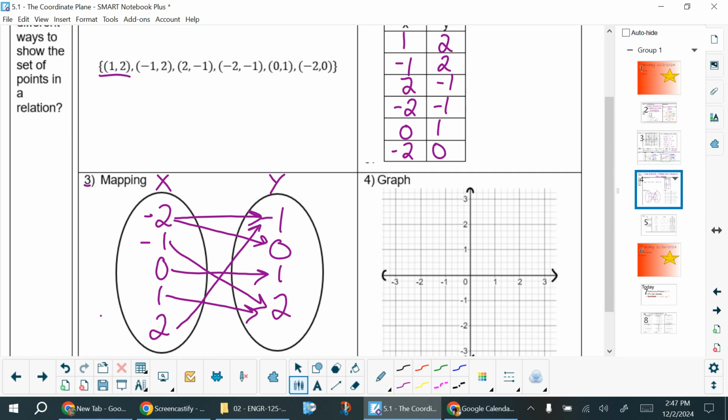The final thing here is just to graph these points. So if I have 6 points, my graph is just going to be those 6 points. (1, 2), (-1, 2), (2, -1), (-2, -1), (0, 1), (-2, 0). It's just those 6 points for a discrete relation like this. Eventually, we'll talk about ones that are continuous, where I might have all of the points that follow along a line, for example.